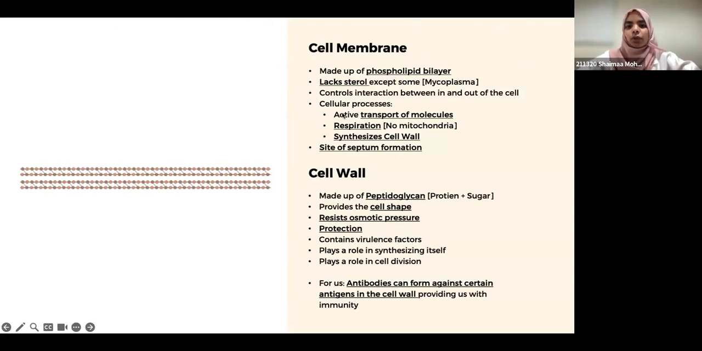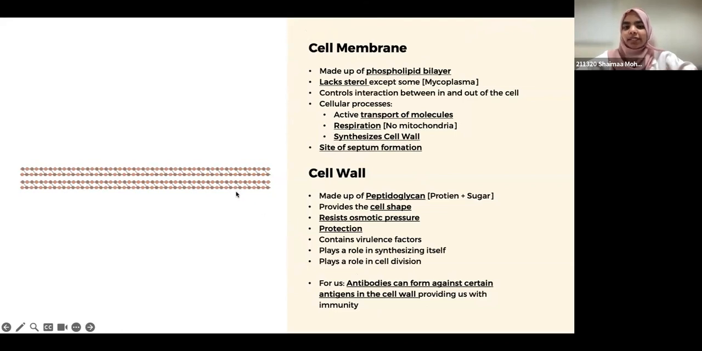And just like our cells, they're going to be involved in transport of molecules and permeability, basically. However, the additional thing is that they help in respiration. And why is the cell membrane taking over the role of respiration? It's because the bacteria don't have mitochondria. And why don't they have mitochondria? Because they don't have membrane-bound organelles in general, okay? And also, the cell membrane is where the septum formation happens. And it also helps in cell wall synthesis.